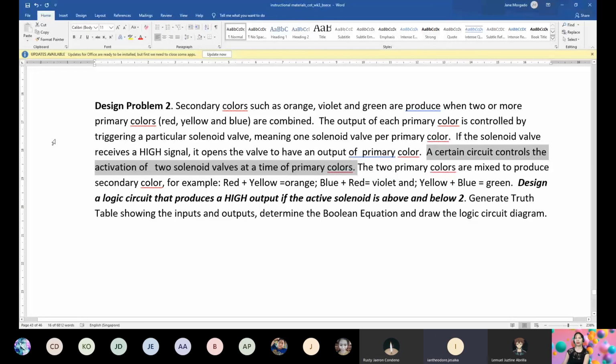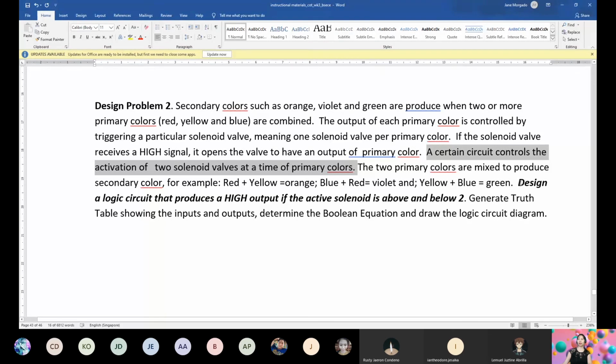Bakit 2 at a time? Again, to produce a secondary color. Kasi pag tatlo yung active dyan, hindi na magiging secondary colors yun. So, ang output nyo is magiging black. Pag isa lang, hindi pa rin secondary color yun. Primary colors lang, di ba? Pag walang nag-on, baka sira naman yung solenoid valve nyo.